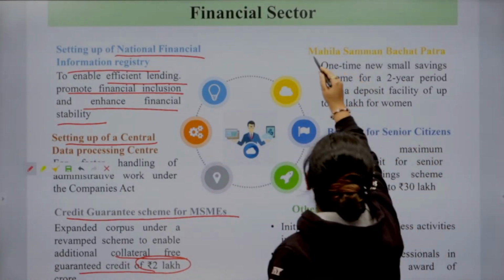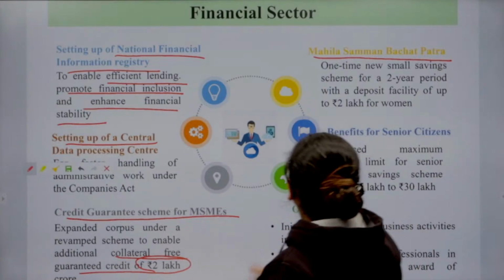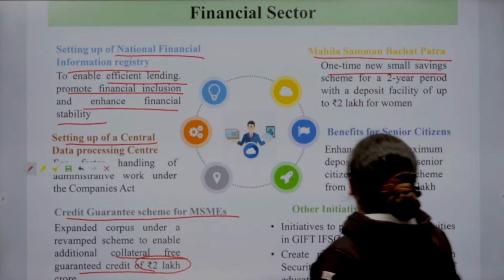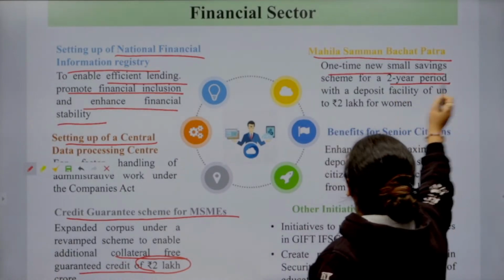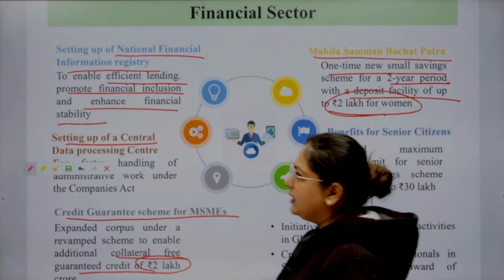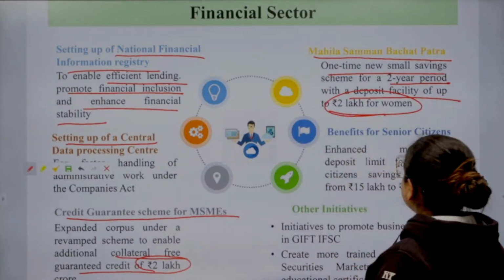Then Mahila Samman Bachat Patra. So Mahila Samman Bachat Patra is a one-time new small savings scheme for a 2-year period with a deposit facility of up to 2 lakh for women. So this has been recently launched.